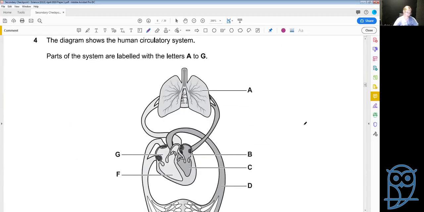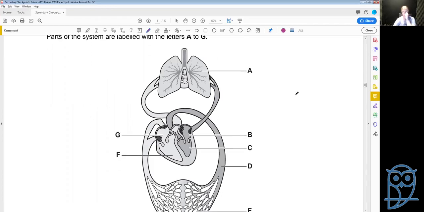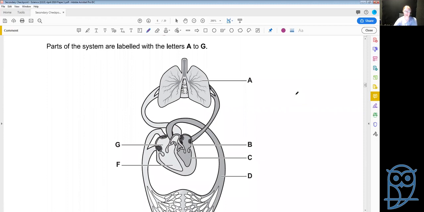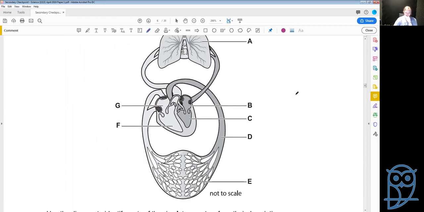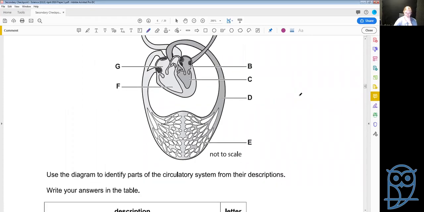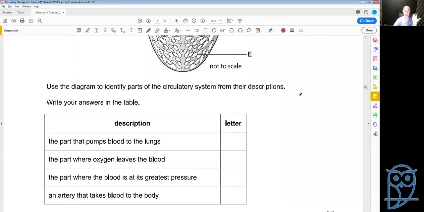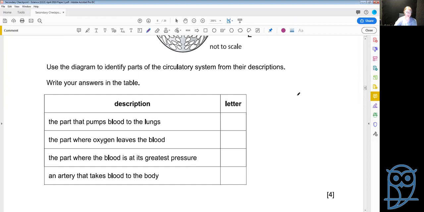So question 4. The diagram shows the human circulatory system. So the circulatory system is the heart, the lungs, and then the arteries and veins going through your body. So parts of the circulatory system are labeled with the letters A to G. So use the diagram to identify parts of the circulatory system from their descriptions. Write your answers in the table.